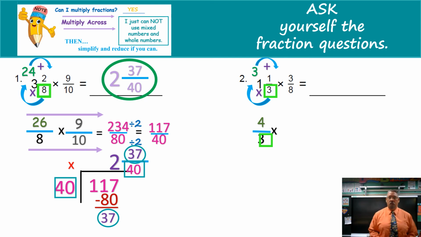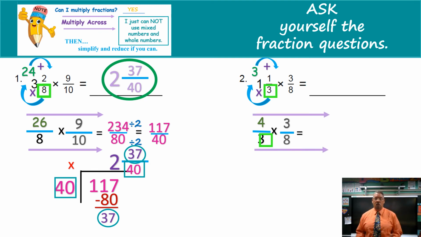Ignore the box, it's off a little bit. Then I bring everything else down. So I have times 3/8. Now I have multiplication of fractions. Can I multiply fractions? Absolutely. I'm going to multiply across. 4 times 3 gives me 12, and 3 times 8 gives me 24.